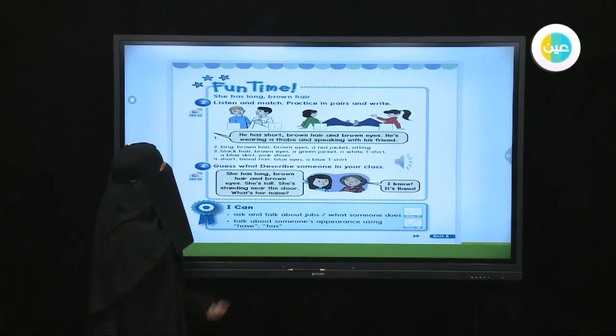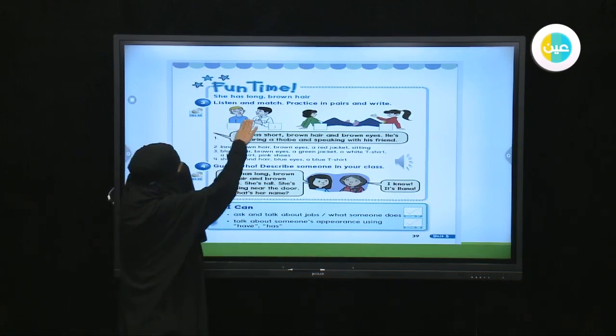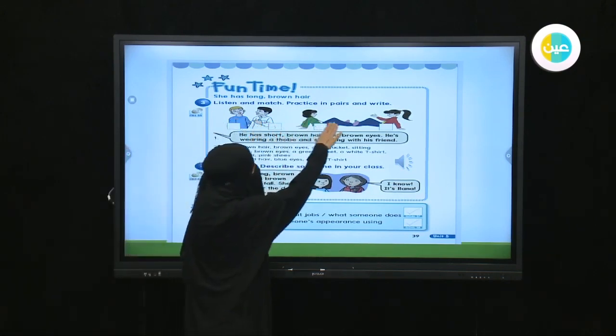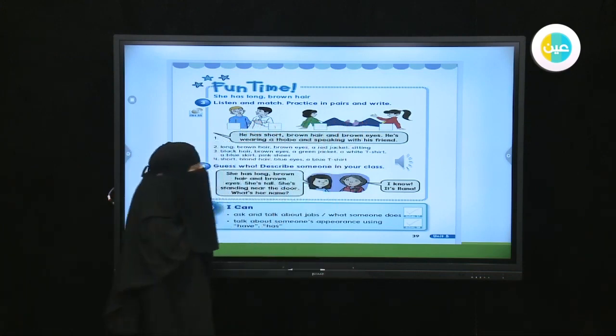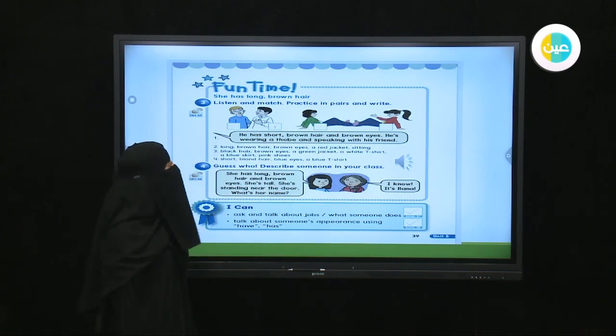Page 39 is the fun time. What does it say? It says listen and match. Practice in pairs and write. What are we going to be practicing first? We're going to be practicing telling someone about appearances or how someone looks. Let's read an example together first.